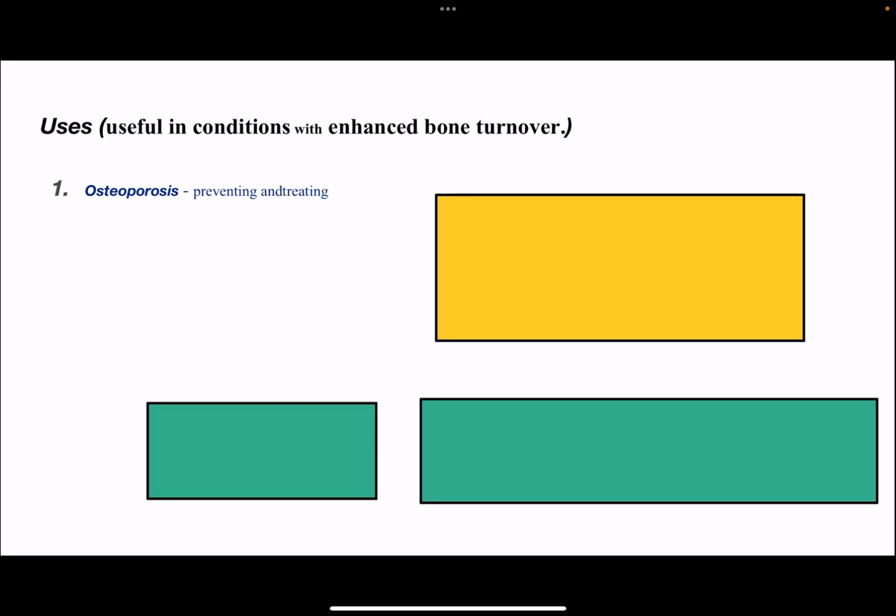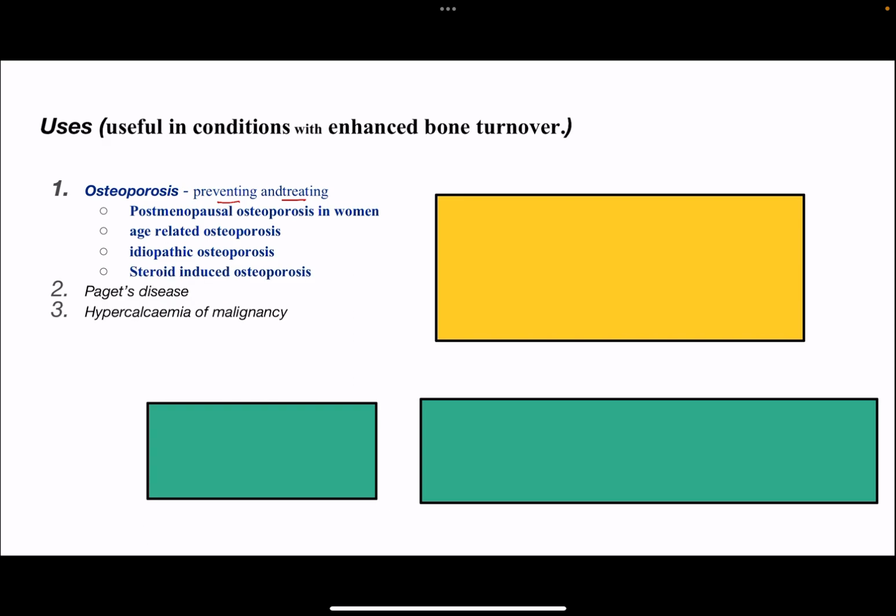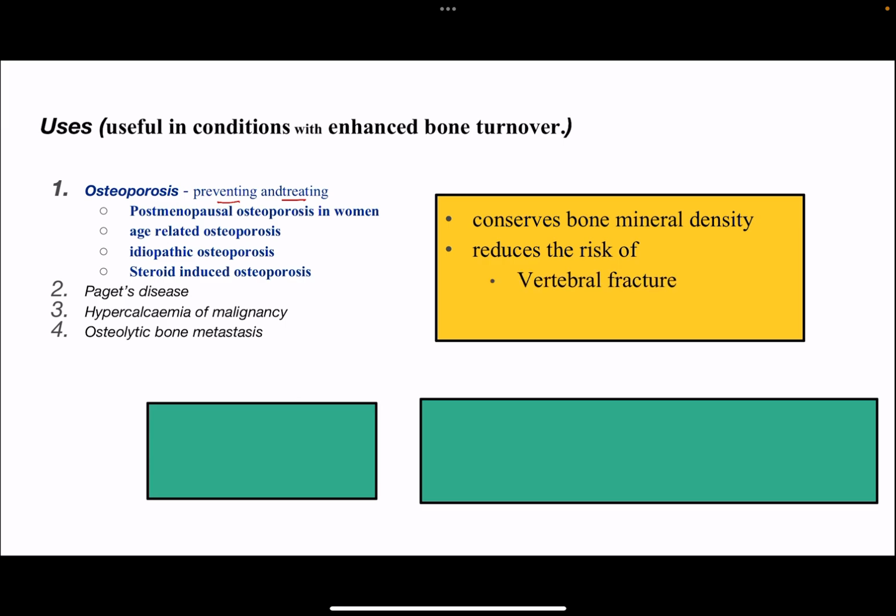In osteoporosis, bisphosphonates are used to prevent and treat postmenopausal osteoporosis in women, age-related osteoporosis, idiopathic osteoporosis, and steroid-induced osteoporosis. Basically, in osteoporosis, the bisphosphonates conserve the bone mineral density, that is BMD, and also reduce the risk of fractures such as vertebral fracture as well as hip fracture.